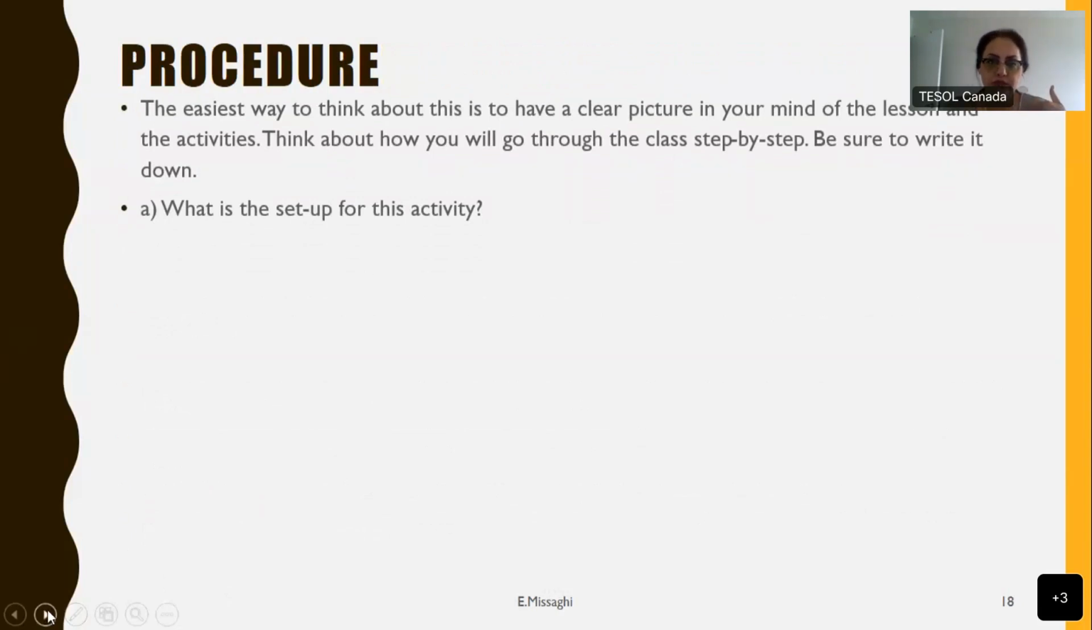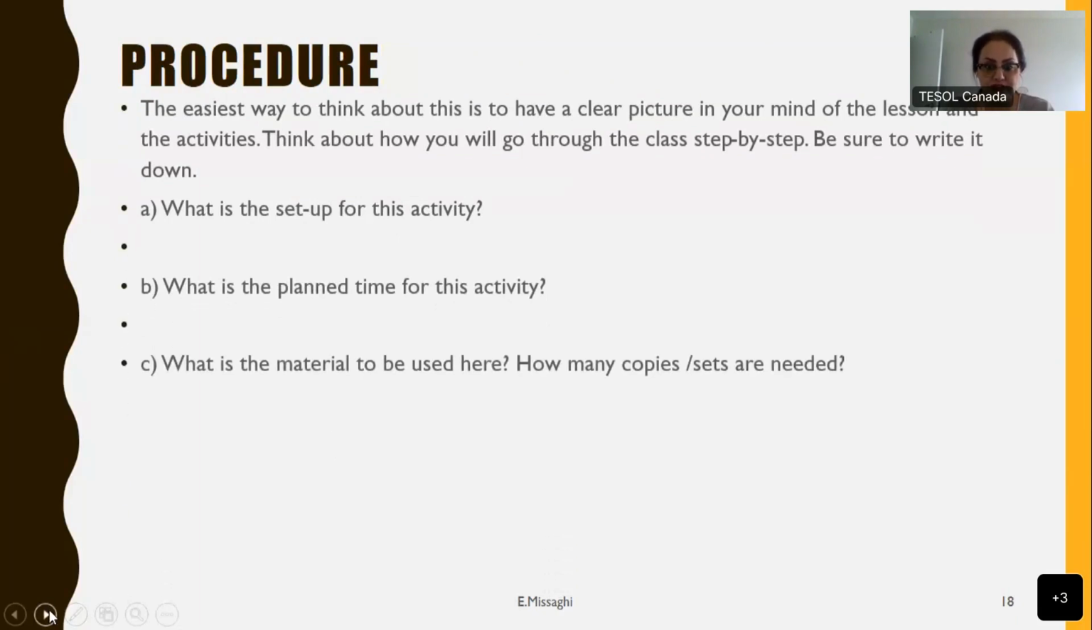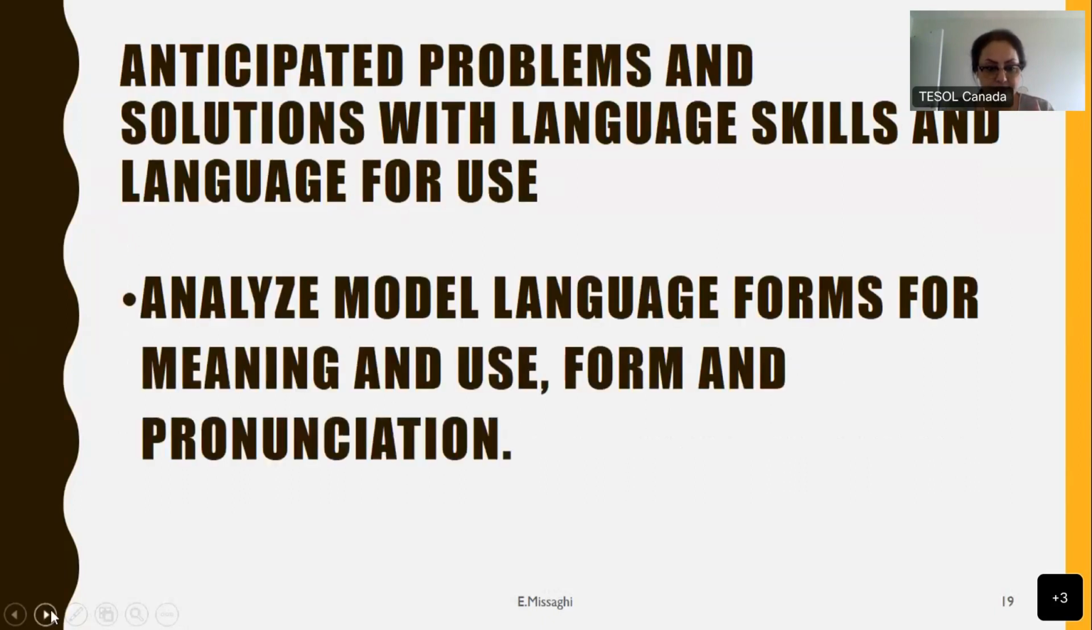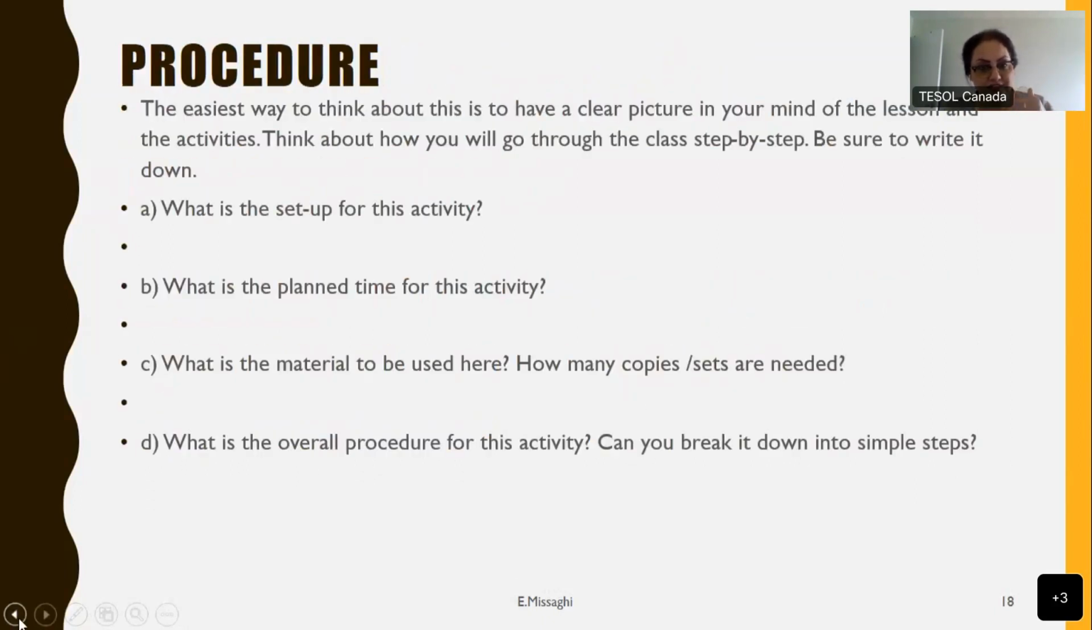But when you want to write the lesson plan, you keep asking yourself these questions. What is the setup for the activity? What is the planned time for this activity? What is the material for this activity? If I need copies, how many copies? If I have to email something, to how many people should I email it? What is the overall procedure for this activity? Can you break it down into simple steps? So for each activity you want to write, you ask yourself these questions.